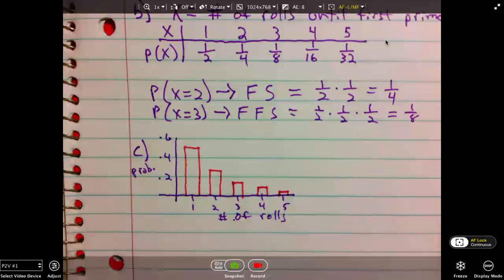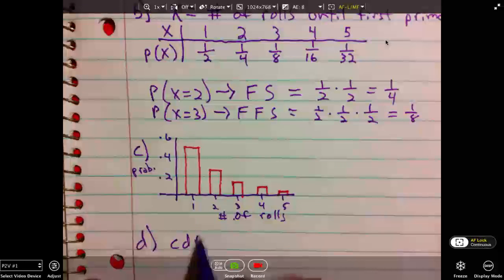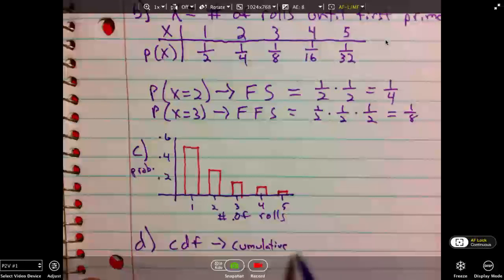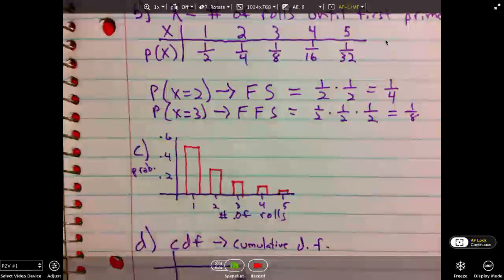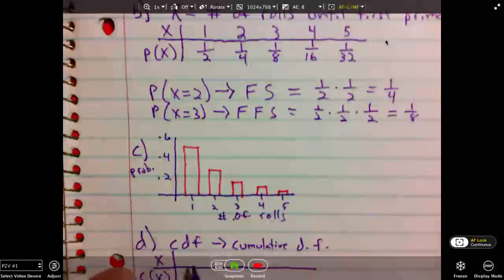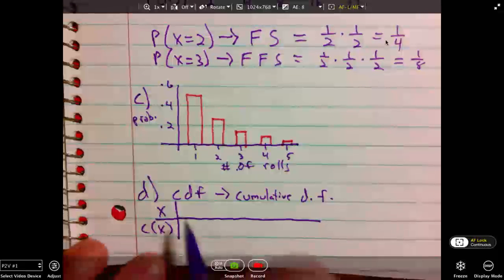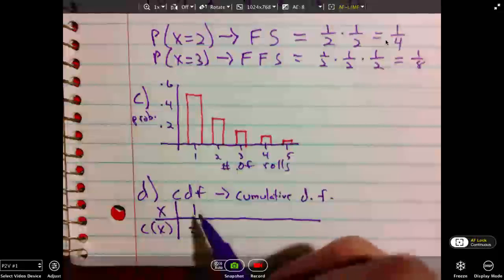Okay. D, construct the CDF of X and plot its histogram. CDF, cumulative distribution function. All right. X and C of X. Well, we're talking about the outcomes and the sum of all of the probabilities less than. Well, the first one is still the same, 1/2, because there is nothing below the 1.